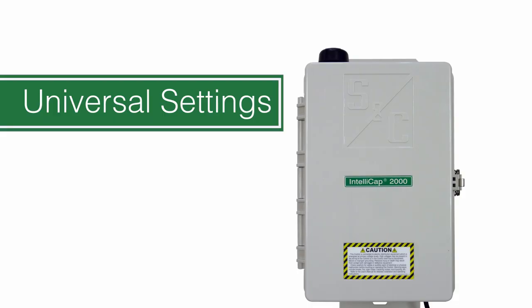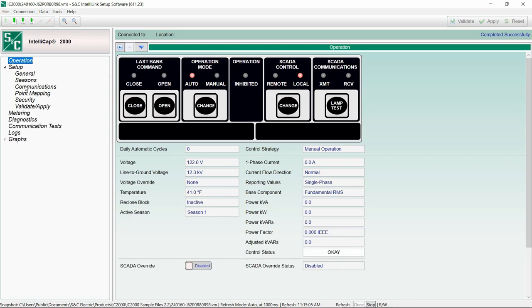Before we get into the specifics of configuring each strategy, there are settings that are universal to every control strategy. The operation screen matches the faceplate of the IntelliCap 2000 control. The page shows not only the status of the control, but gives useful metered power values. Current, VAR, and power factor measurements are only provided if current transformers are installed and wired to the IntelliCap 2000 control.